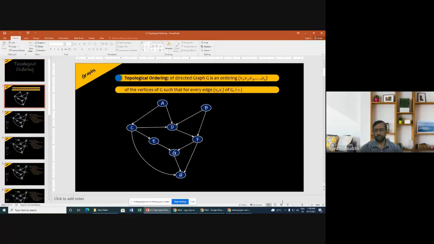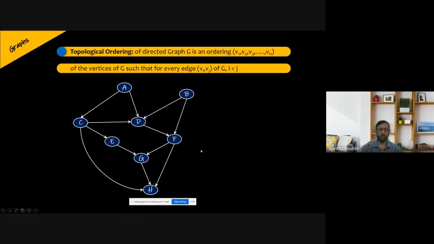Now, let us first look at it. Don't worry, this is not sorting of elements like merge sort or quick sort, where we have a lengthy procedure. It's like a sorting of vertices, and it's very simple.